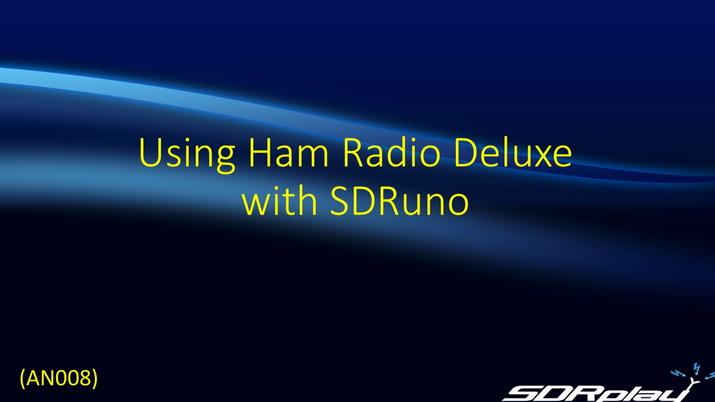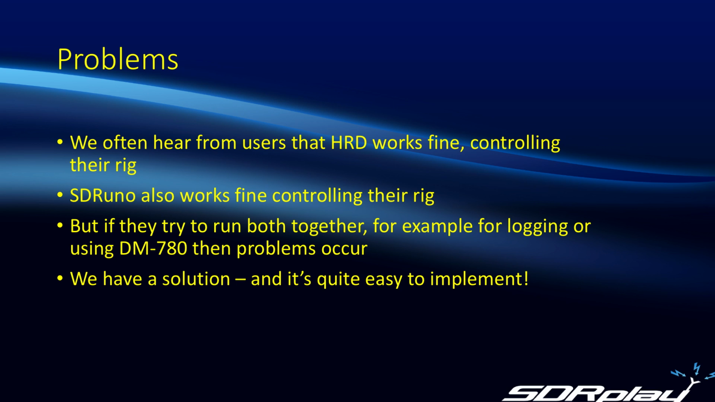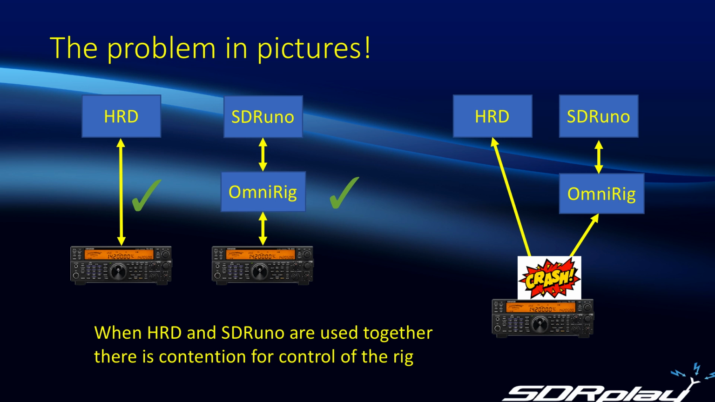In this video we're going to look at using Ham Radio Deluxe, or HRD, in conjunction with SDRuno. We often hear from users that have been using HRD and it works fine controlling their rig, and also SDRuno works fine controlling their rig, but they have an issue if they try and run both of them together. For example, if they want to use the logging capabilities of HRD or use the DM780 program for decoding digital modes. But don't worry, we have a solution and it's quite easy to implement.